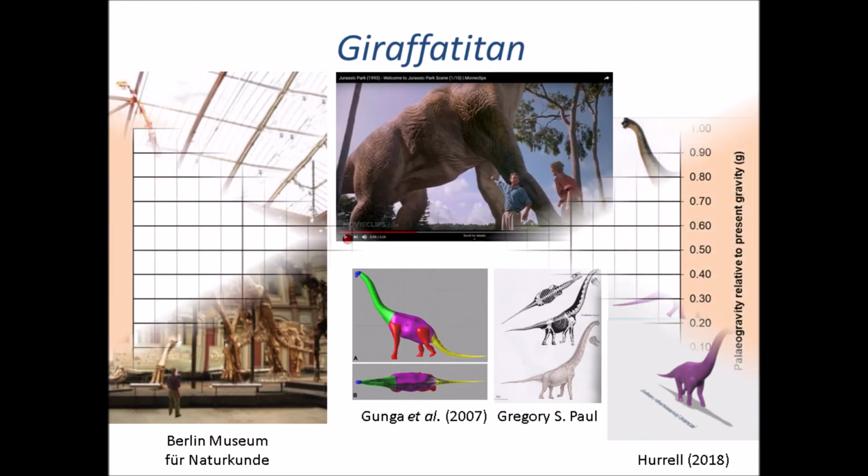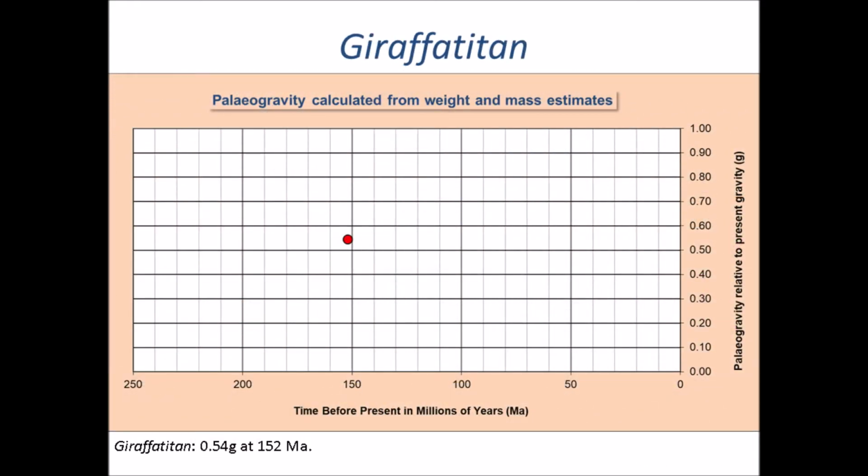This paleogravity calculation indicates that gravity was 0.54 g at about 152 million years ago. Now remember that this is a surprising result because the common assumption is that gravity was the same as today's gravity at 1g.